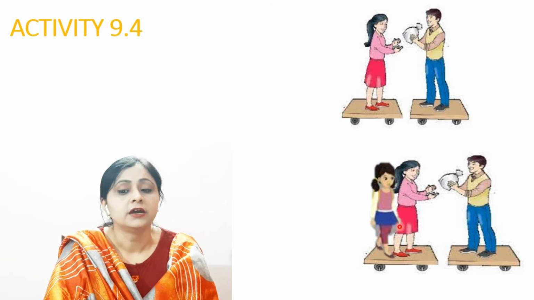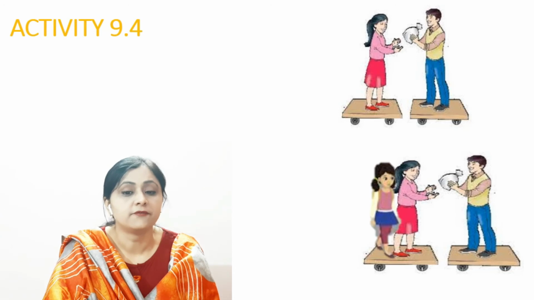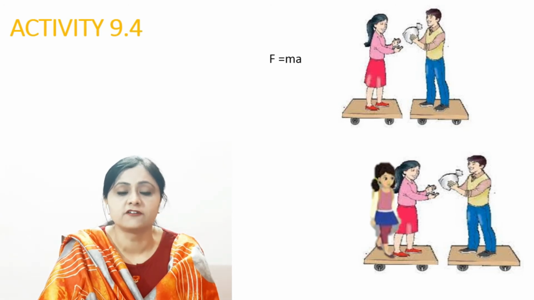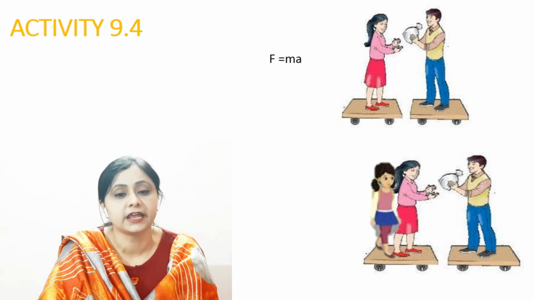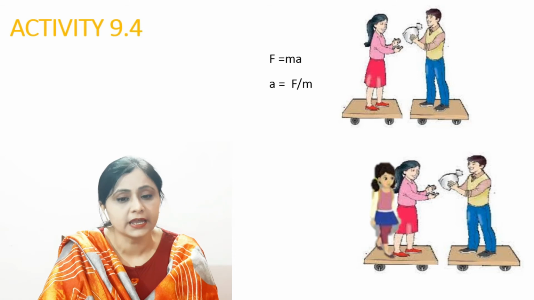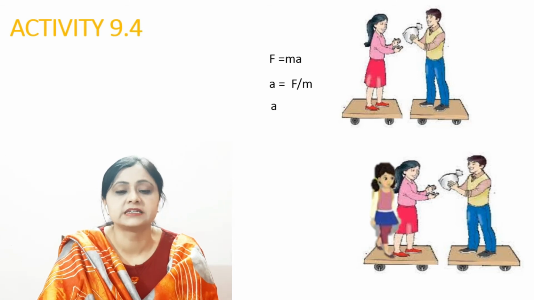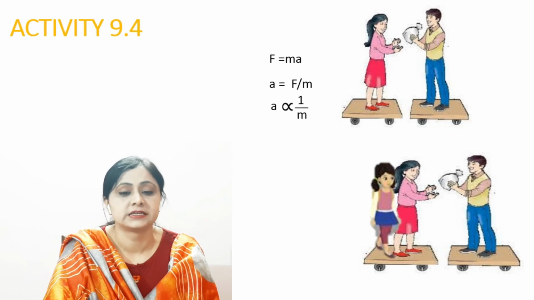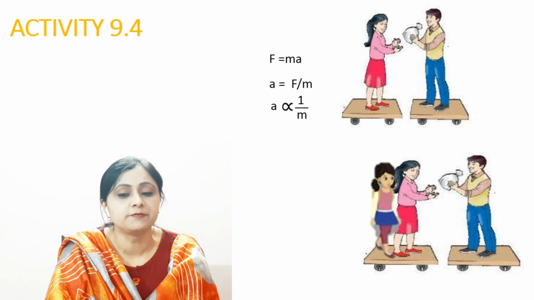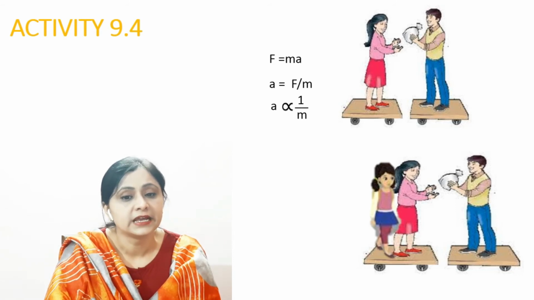Yes, very good. On which only one boy is standing. Why? Again the same. According to Newton's second law of motion, F is equal to what? F = ma. It means a = F/m. It means acceleration is inversely proportional to mass. Now you can check. In this case, mass will be more, due to which acceleration will be less.